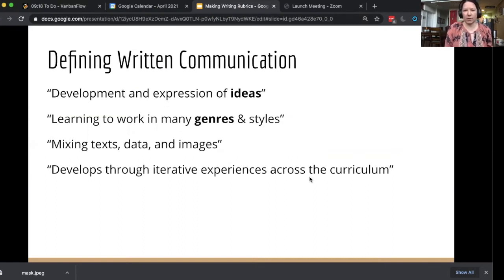So, what is written communication? Well, it involves the development and expression of ideas. It also means learning to write in different genres and different styles. It could include using data or images, not just linguistic text. And it also is something that should be developed throughout the curriculum and not just in one course or just in the English department.